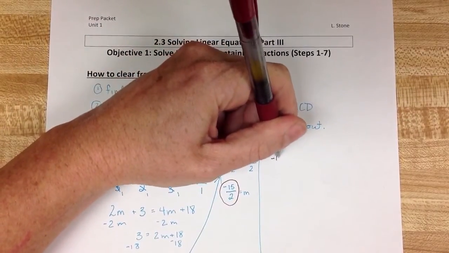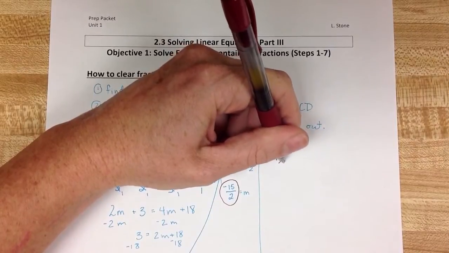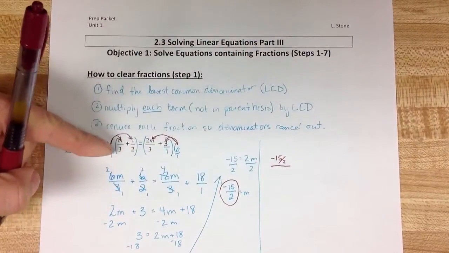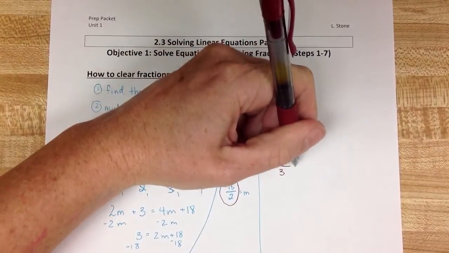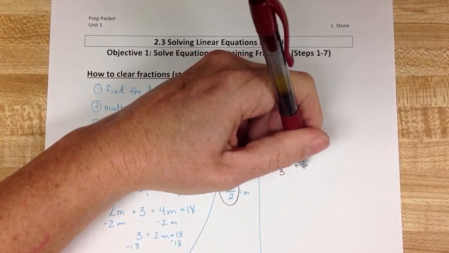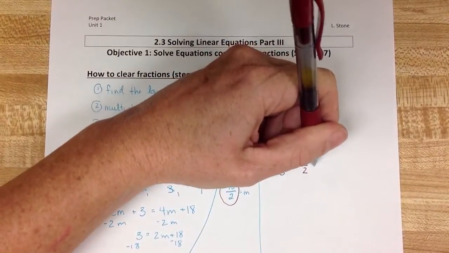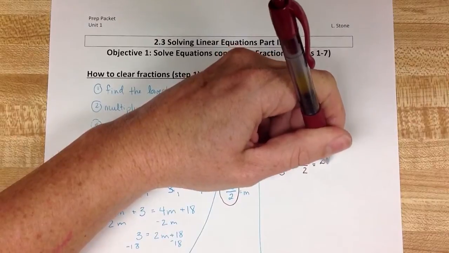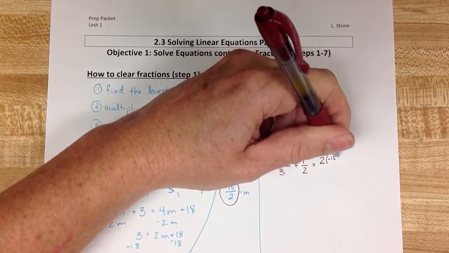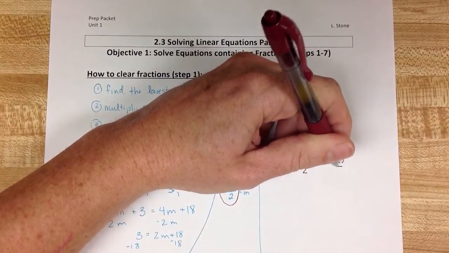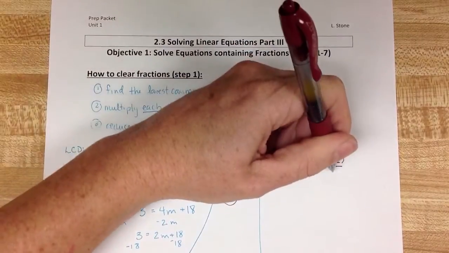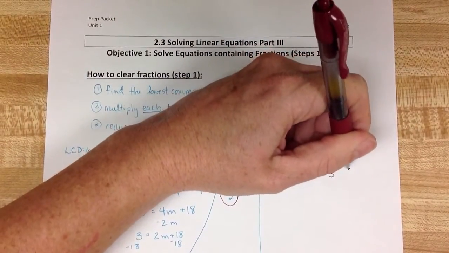So I'm going to have a negative 15/2 over 3 plus 1/2, and that equals 2 times a negative 15/2 all over 3 plus 3.